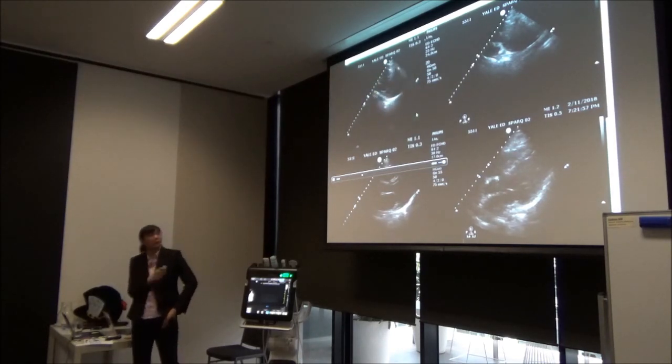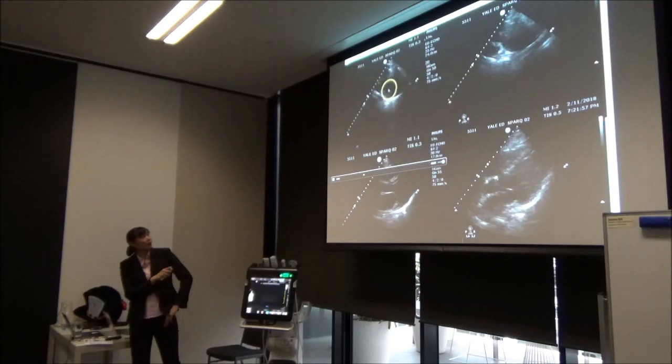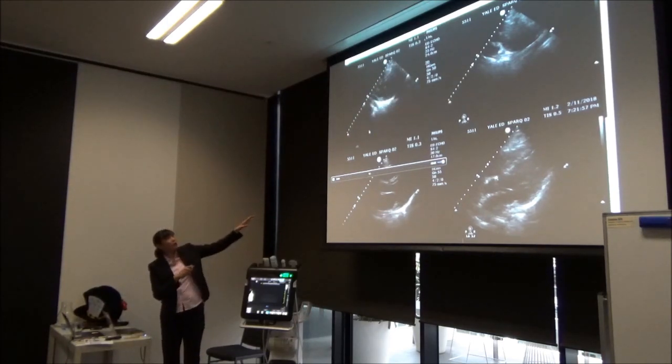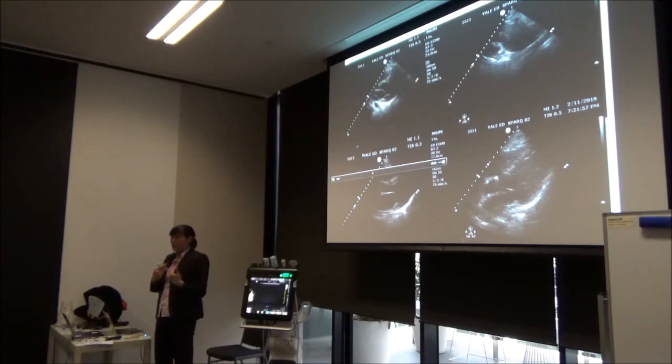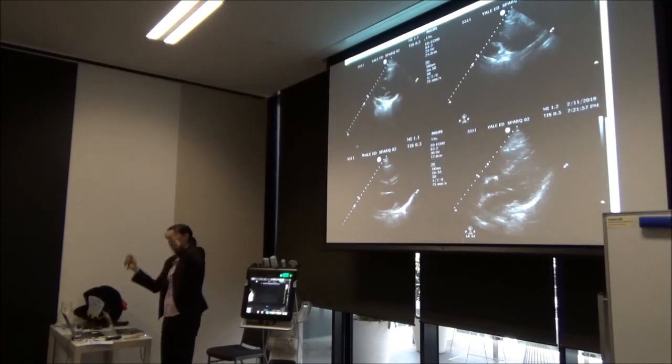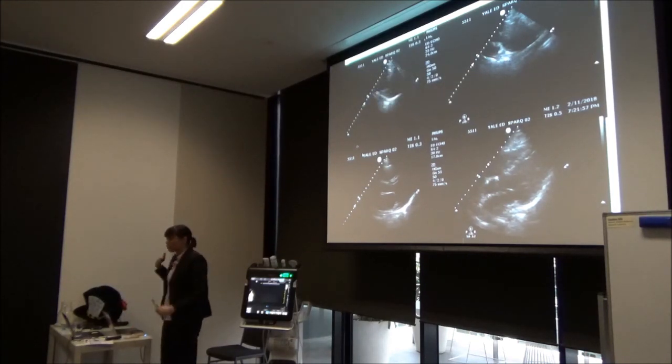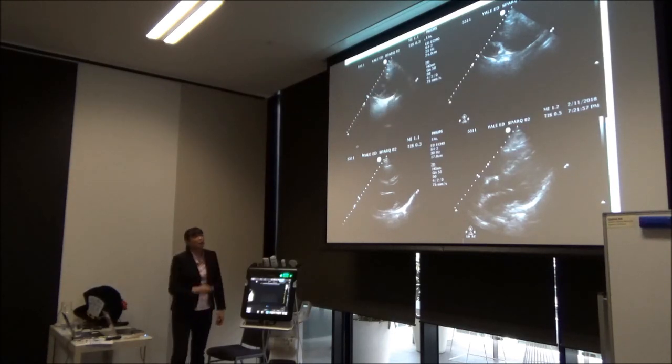Not. Here's my LV. There's no LV compression at all. And the other clue that it's not being delivered in the right place is the heart is rocking diagonally like this, right? It's not being squashed up and down. It's going like this because the thumper is literally pushing it in and out of place. So we take the thumper off.